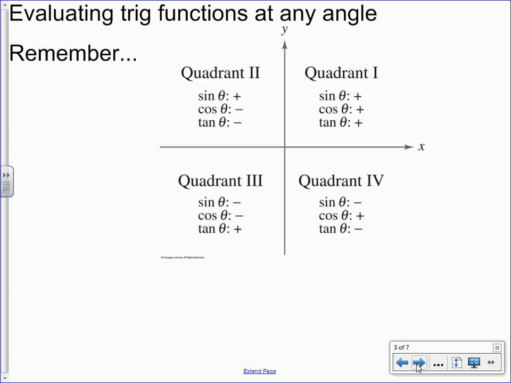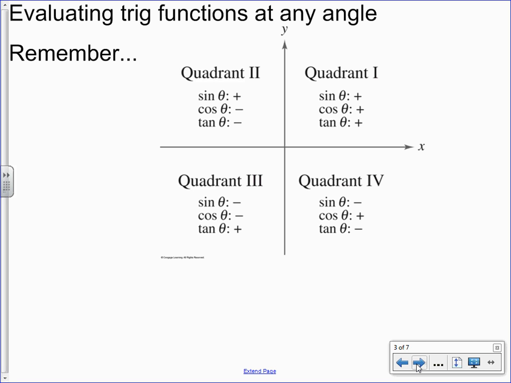Everybody is positive in the first quadrant. In the second quadrant, sine is positive, which means cosine and tangent are negative. In the third quadrant, tangent's positive, so sine and cosine are negative. Fourth quadrant, cosine's positive, sine and tangent are negative. And of course, the reciprocal functions match up there.